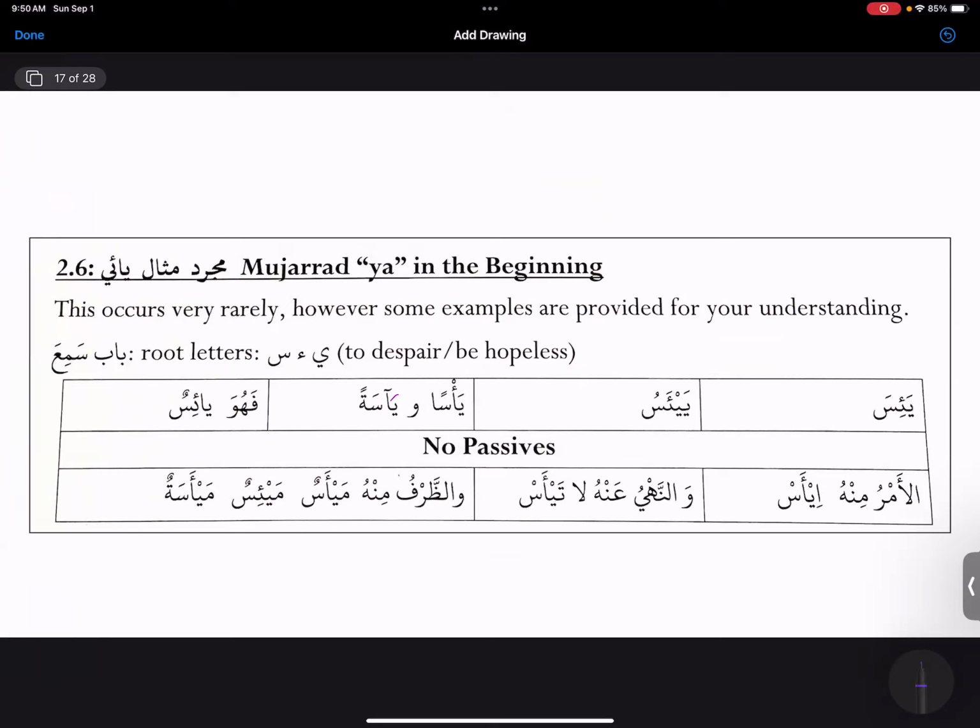Right, right. So that's now Mujarrad Mithal Yai. Ya'isa, yay'asu. So we saw that no changes are happening over here. Ya'san, ya'satan, fahuwa ya'isun. Right, and then no passive over here for this verb. And then we have i'as, la ta'as. And then the zarf will be mai'asun or mai'isun or mai'asatun. What would be the translation of mai'asun? What does ya'isa mean? Hopeless? Mayus hona. Mayus hona. Yeah. So the place or time of becoming hopeless. The time when he was hopeless. Right. So this is the verb.